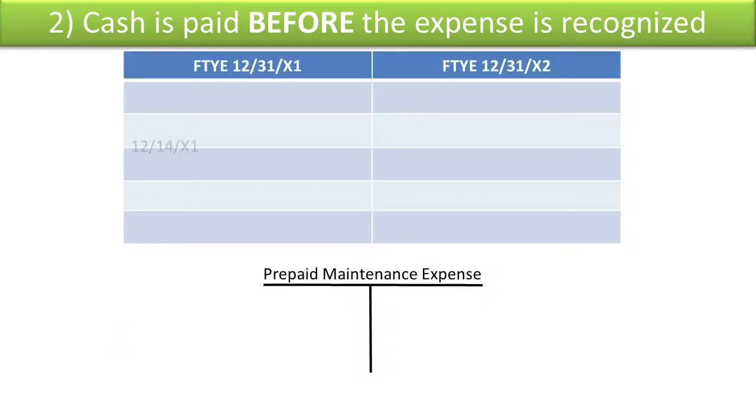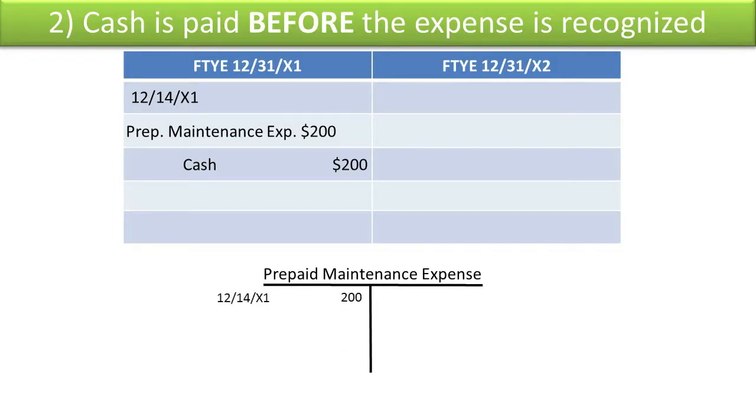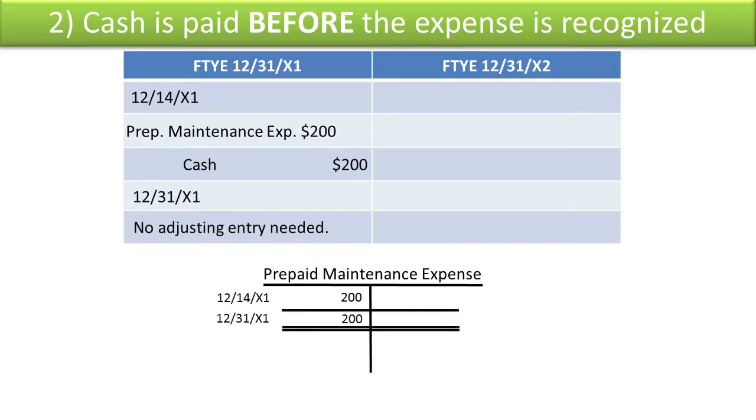Let's look at the journal entries. On December 14th, X1, the cash payment is made, so we credit cash $200. We have not yet received the benefit, so we need to debit an asset called prepaid maintenance expense of $200. We post that as a debit to the prepaid maintenance expense account to show we have an asset of $200 at the end of the year. No adjustments are needed yet because we haven't received the benefit.